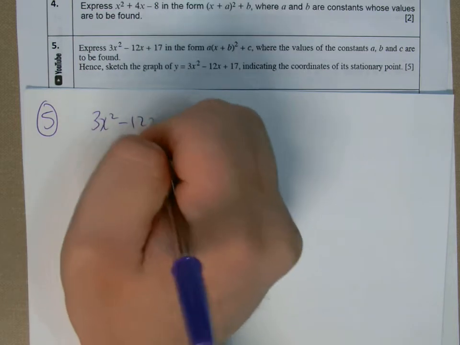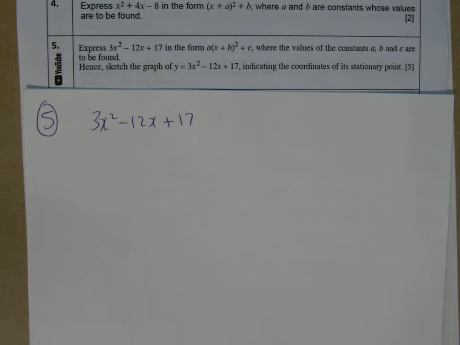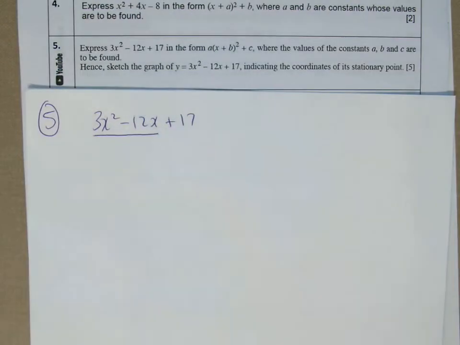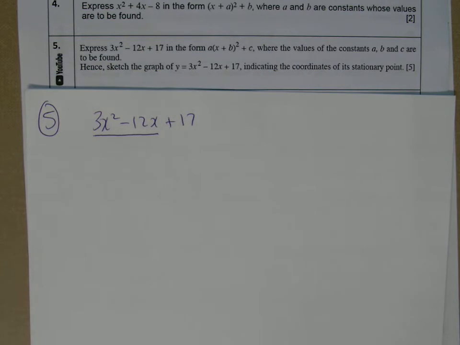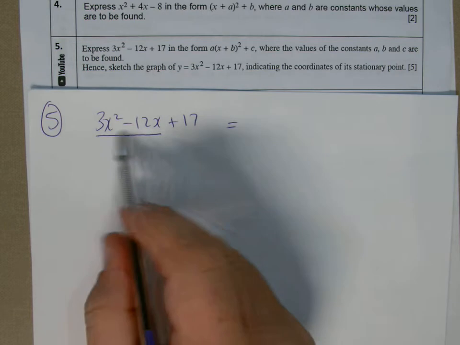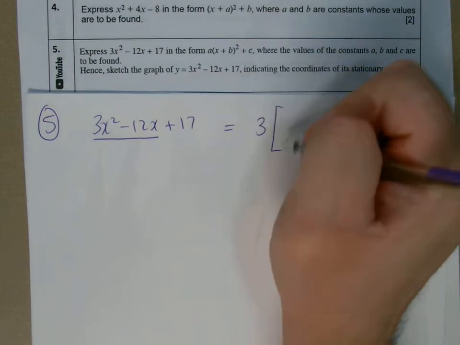Because you can't complete the square when there's a number in front. So we've got to get rid of that number. So what I'm going to do is take out that 3. I'm going to extract it. I'm going to factorize it, okay? So in order to factorize it, I'll take out 3 and I'll draw a square bracket.